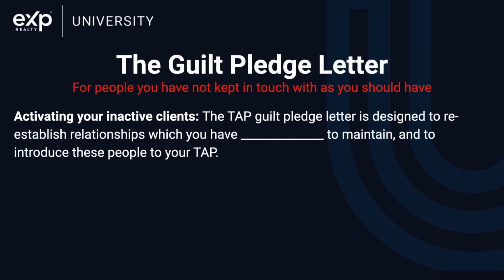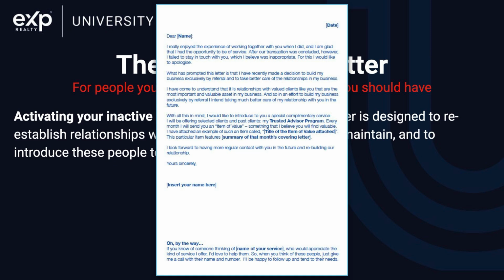So this is about activating your inactive clients. The TAP Guilt Pledge Letter is designed to re-establish relationships which you have neglected to maintain and to introduce these people to your Trusted Advisor program. Let's have a look at the Guilt Pledge Letter. Let's read it together. Dear Mrs. Edwards, I really enjoyed the experience of working together with you when I did, and I'm glad that I had the opportunity to be of service.